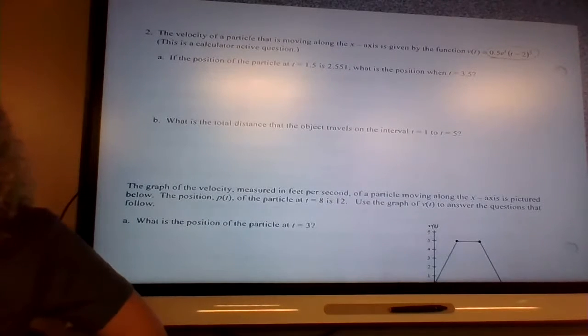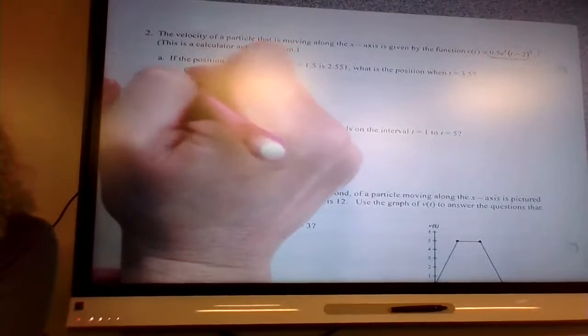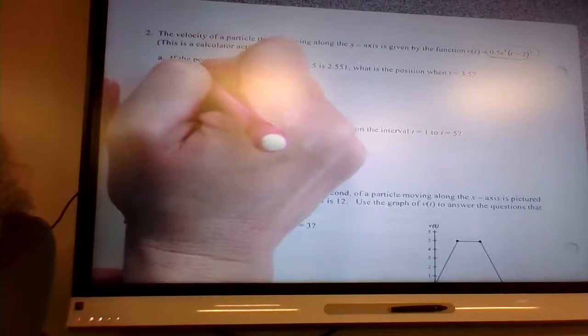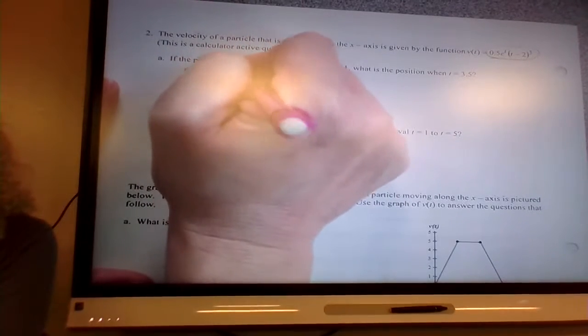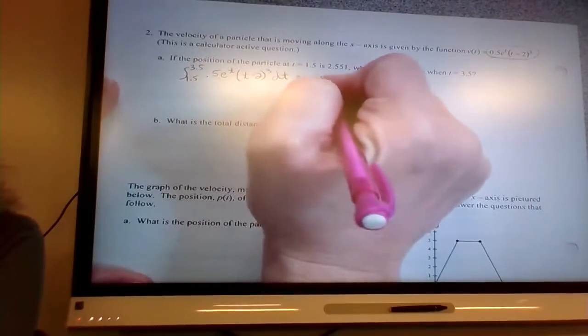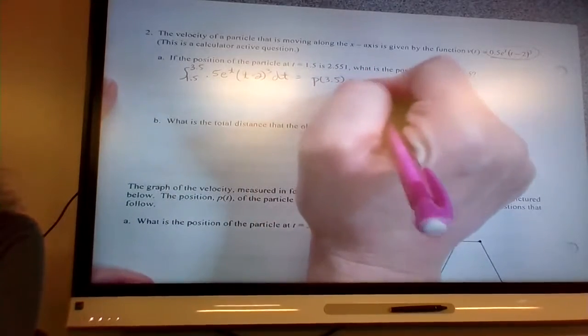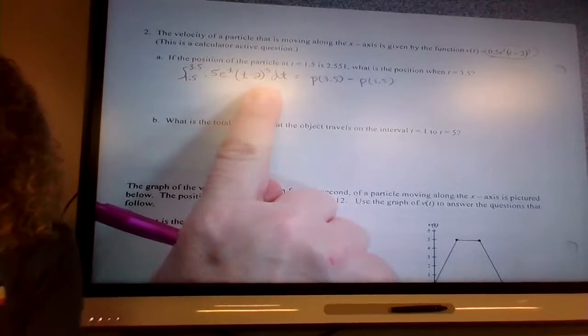Okay, so if the position of the particle at t equals 1.5 is 2.551, what's the position? So we're going to do the same thing that we just did, okay? So we're finding the definite integral from 1.5 to 3.5 of 0.5 e to the t times (t minus 2) to the third dt, which equals the position at 3.5 minus the position at 1.5.